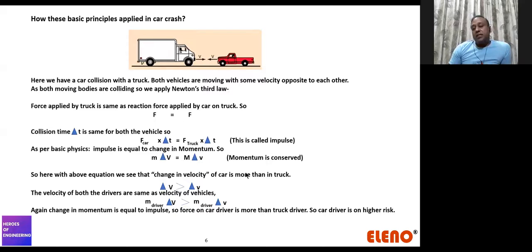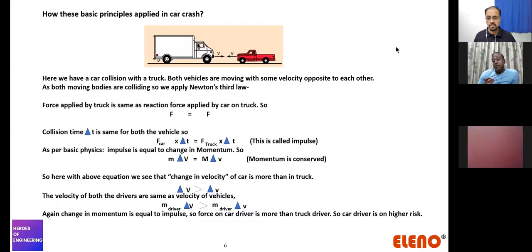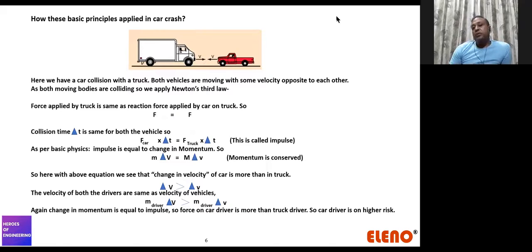So just for the sake of balancing the equation, you can say that is the basic physics law. The change in velocity of the car is more compared to the change in velocity of the truck. Okay. Now you can see that I have removed the mass in another equation, because here I just want to show you that the change in velocity of the car, the big delta V, is obviously greater than the smaller delta V. Correct. Now think in this way. Up to here, it is very clear that the change in velocity of the car in collision is more than the change in velocity of the truck. So guys, up to here, everything is clear.